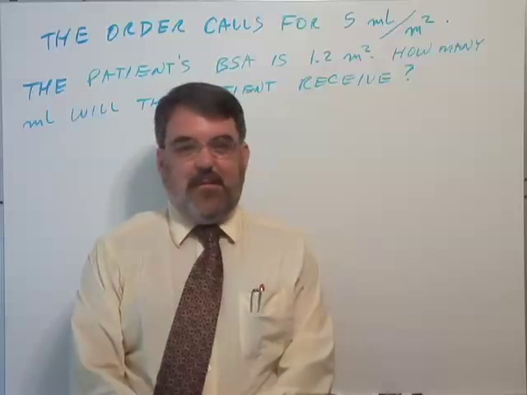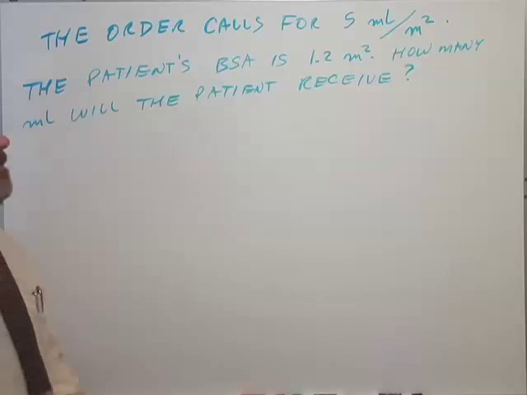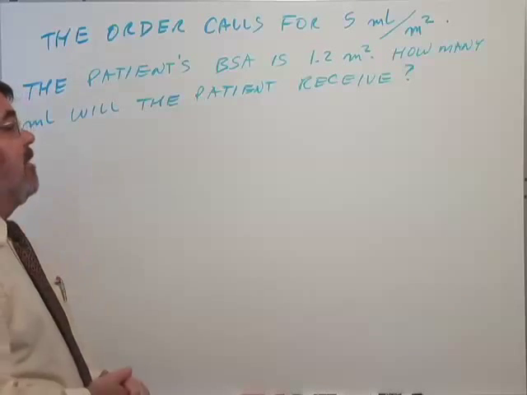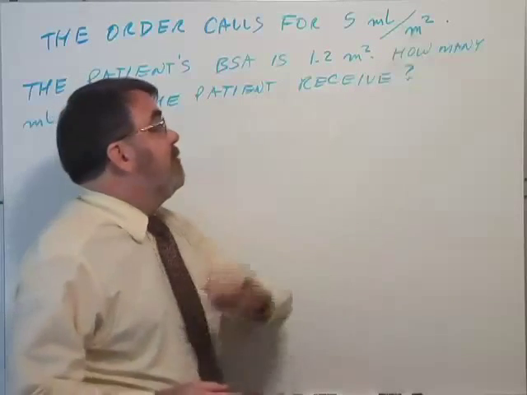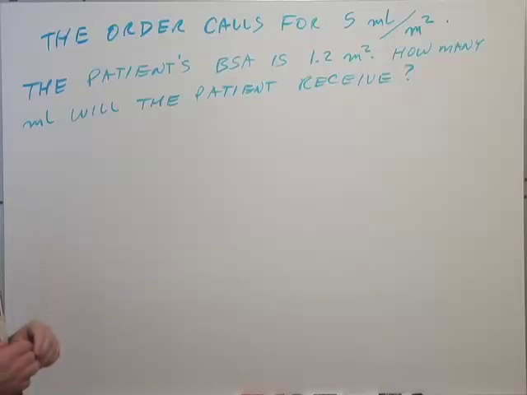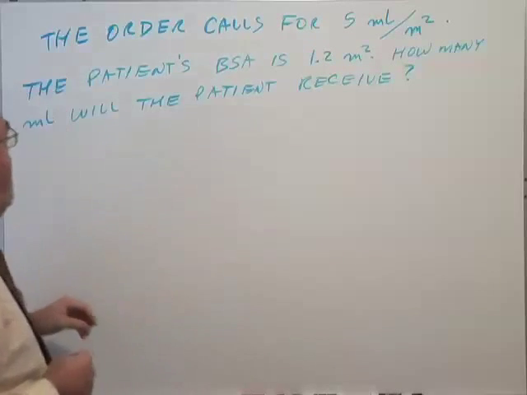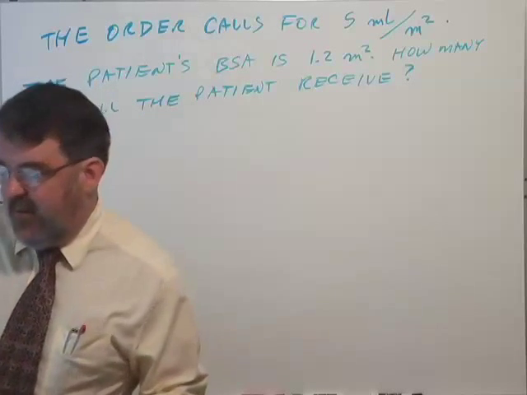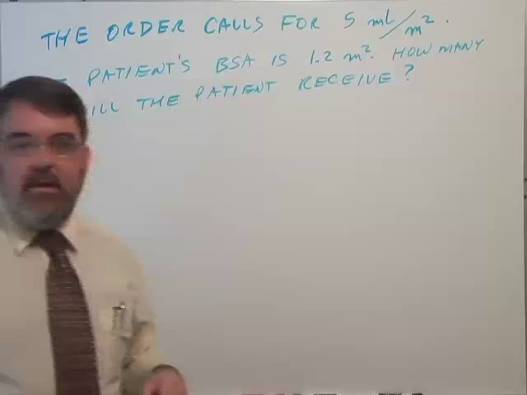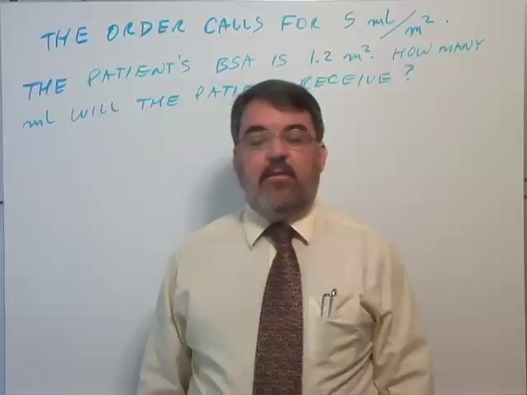I started with a simple example to introduce body surface area. The order calls for 5 milliliters per meters squared. This is square meters. The patient's BSA, that means body surface area, is 1.2 square meters. How many milliliters will the patient receive? Well, this is a liquid drug, obviously, because we want milliliters. Now, body surface area is measured in terms of square meters.